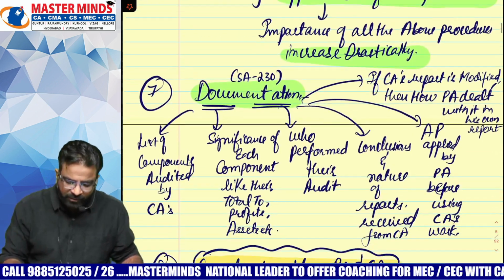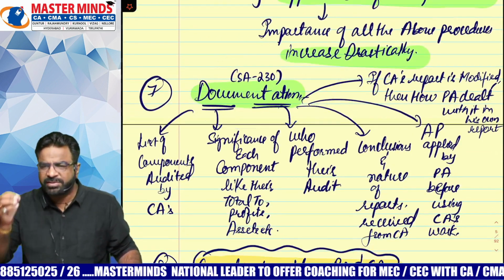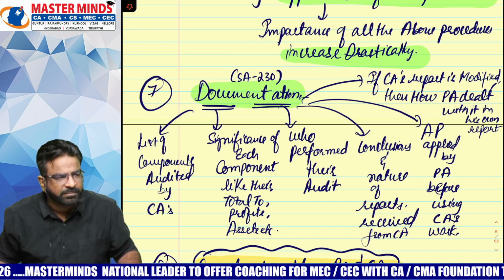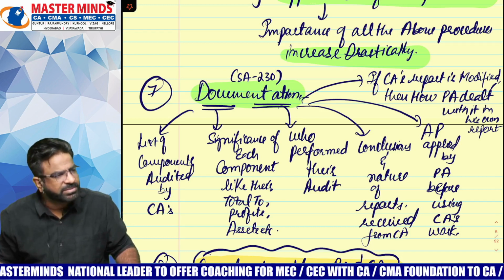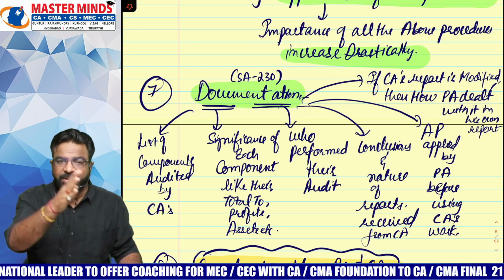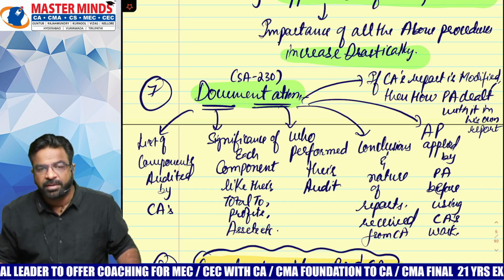Next one. Finally, what we are going to do? Sir, tell me one thing. End product of every audit is what? Documentation. Every audit's end product is documentation. What do you mean by documentation? Why do we do it? First tell me, what is the difference between program and documentation?